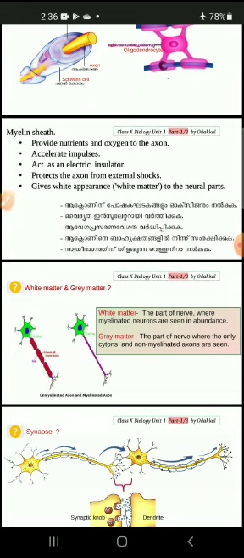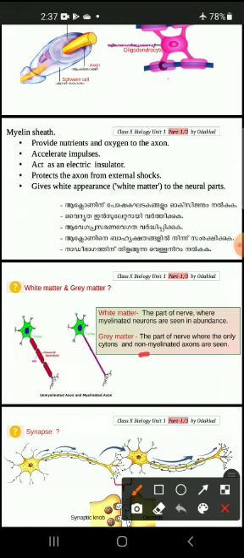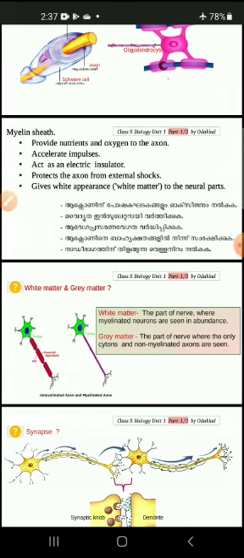So what is gray matter? The part of the nerve where only cytons or cell bodies or non-myelinated axons are present. So which is the important term related with gray matter? That is the non-myelinated axon. So please don't forget to correlate these two words. That is, you have to correlate white matter with myelinated neurons and gray matter with non-myelinated neurons, and keep in mind that the area where myelinated neurons are present is known as white matter.